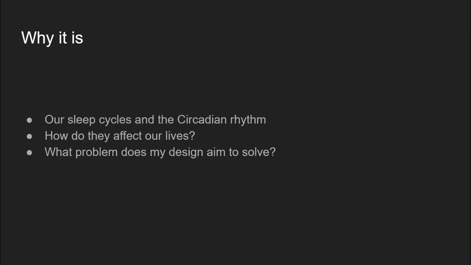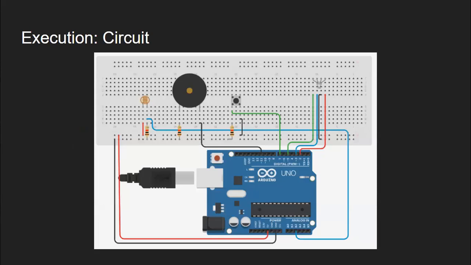Why it is: our sleep cycles are an important part of our life and are necessary for a healthy lifestyle. The circadian rhythm helps regulate our sleep cycles and is largely influenced by our intake of light, either in the morning or at night. So my alarm clock aims to help the user wake up early in the morning with the rise of the sun in order to get the most out of their day and to have a productive day, essentially.